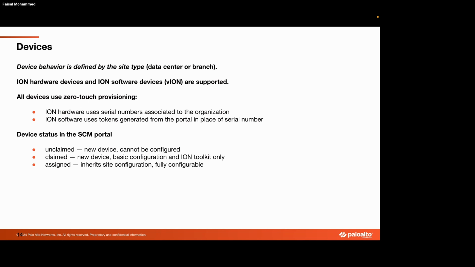The device status in the SCM portal can be either unclaimed, claimed, or assigned. So when a device is plugged into the network, it gets connected to the internet, gets connected to the cloud controller. It initially stays in an unclaimed state. So when you get an ION device shipped, it stays in an unclaimed state. So once you have the device online in the portal in unclaimed state, you can perform the claim operation, and then you can assign it to a Prisma SD-WAN branch site.